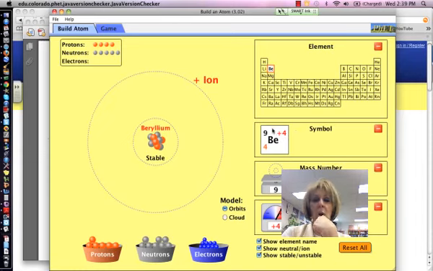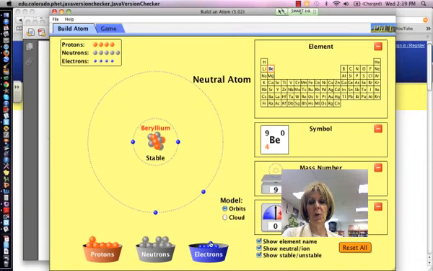Now right now I don't have a neutral atom. Atoms must be neutral. So I need to add some negative charges to make sure that that is neutral. So I'm going to add my electrons. Notice that my net charge is decreasing more toward neutral as I add negative charges. And this simulation is also showing you where these electrons go, in certain things called energy levels. Notice that my mass number has not changed because electrons basically don't weigh anything.